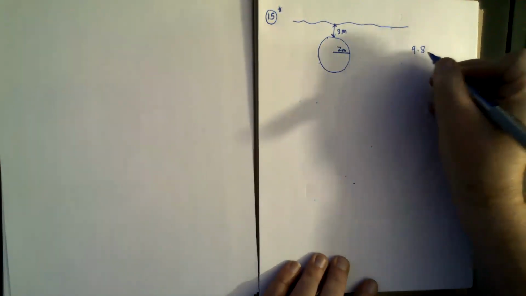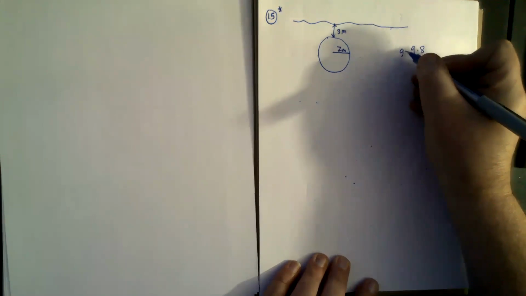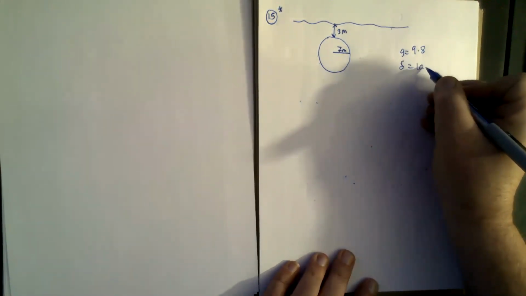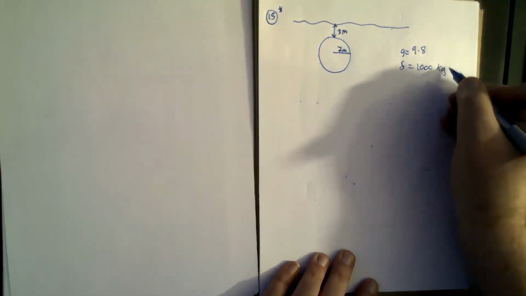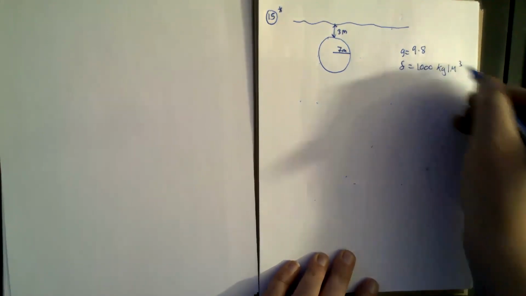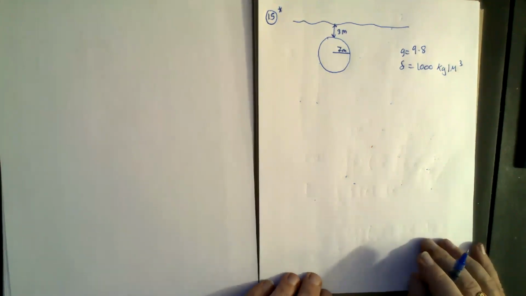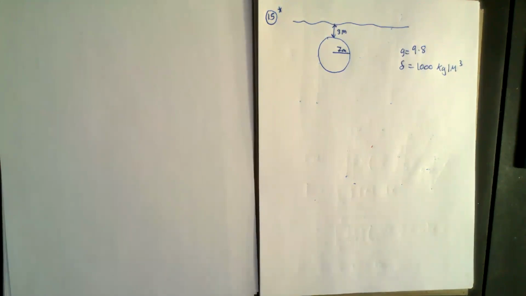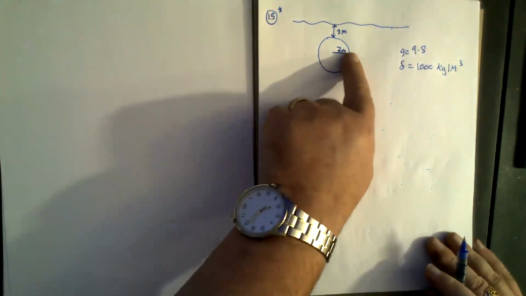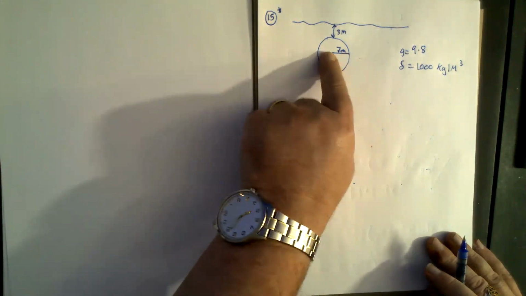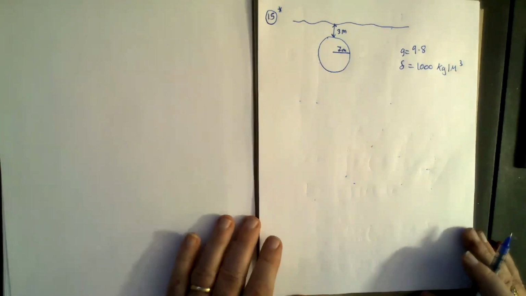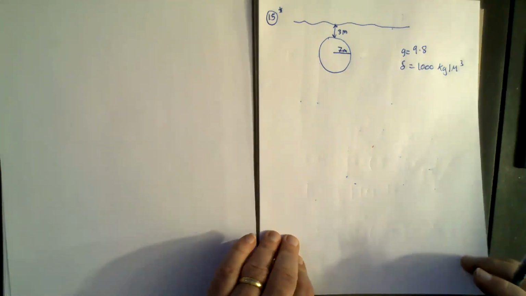And they go and they tell us a few things that we need to know. For instance, gravity is going to be 9.8, and that density is going to be 1,000 kilograms per cubic meter. The big problem we're going to have with this question is that the normal way of tackling it is to put a random strip at a certain distance, x.